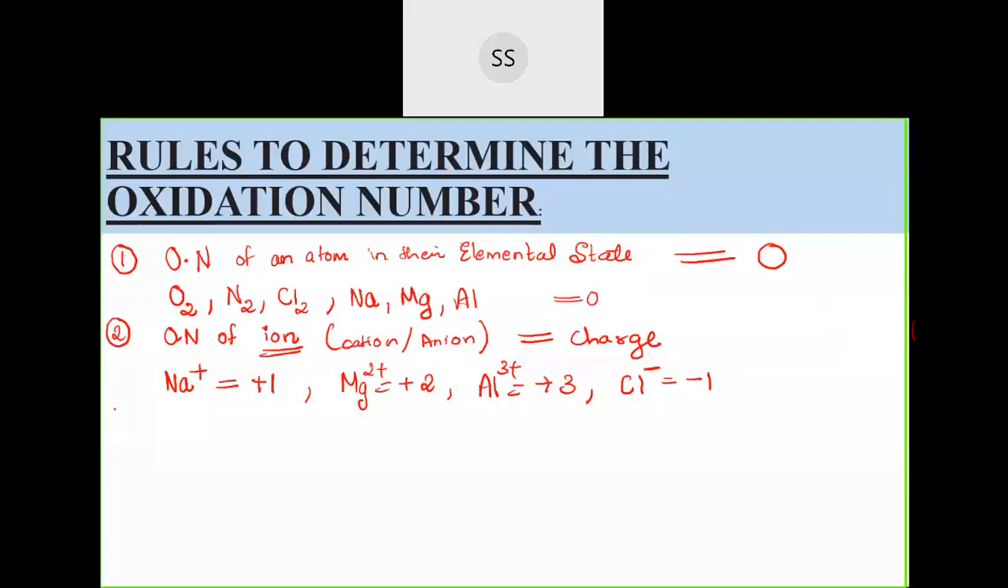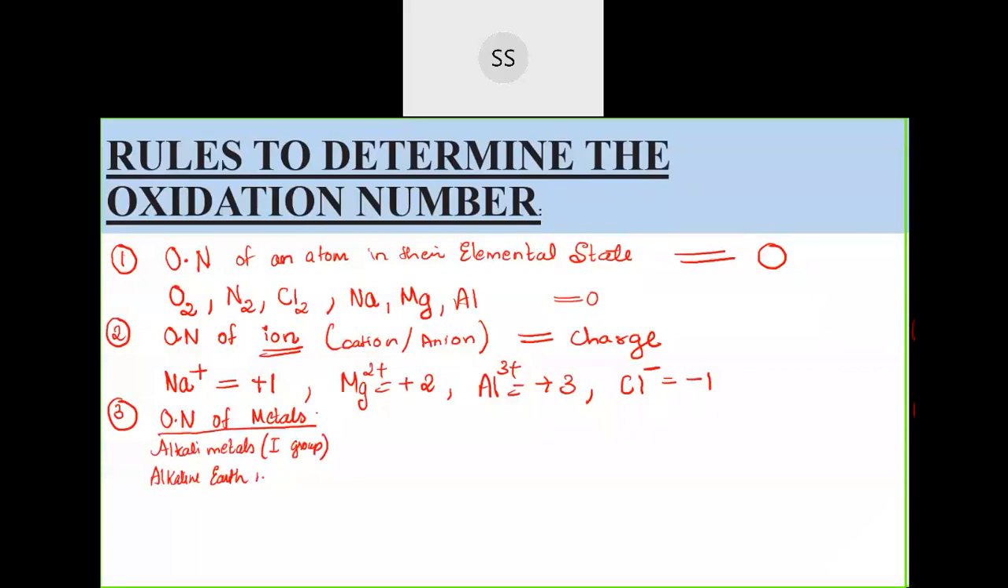Next we'll go for the oxidation number of metals. I'm talking about alkali metals and alkaline earth metals. We will take only two groups, this would be enough for us. One is alkali metals, which are the first group elements. And then we have alkaline earth metals, which come under the second group.